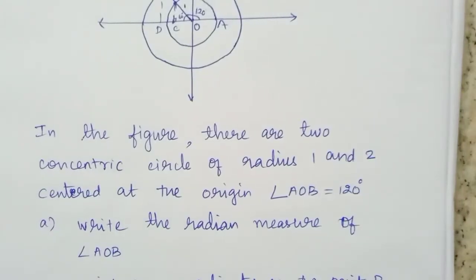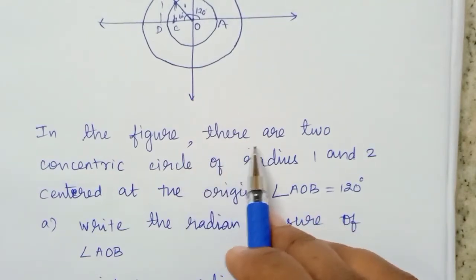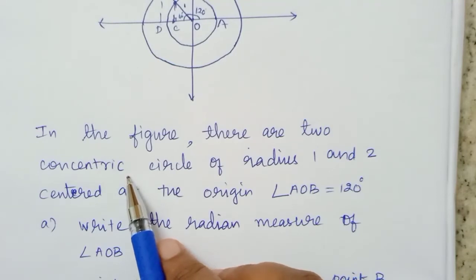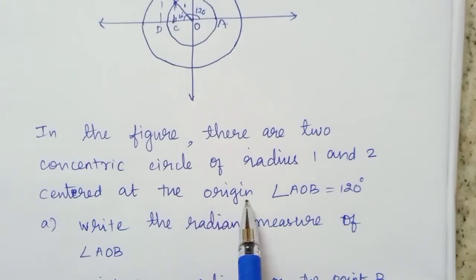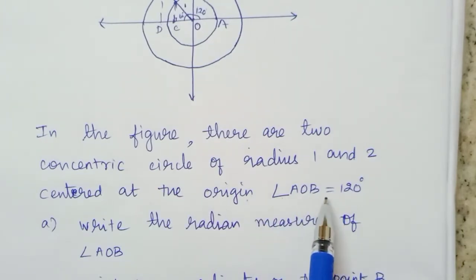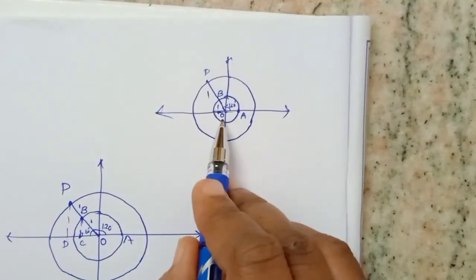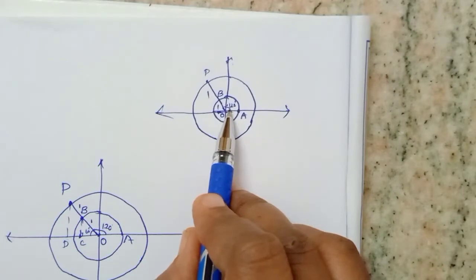Hi friends, in this video we are going to see a problem in circles concept. In the given figure, there are two concentric circles. Concentric circle means same center but different radii, of radius 1 and 2, centered at the origin. Angle AOB equal to 120 degrees. So this is the given figure. So O is origin, then AOB, this angle is 120 degrees.